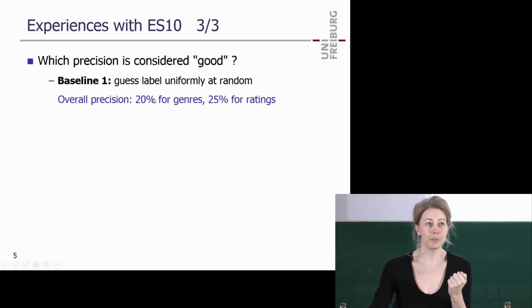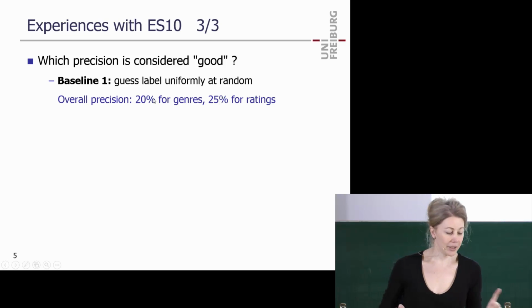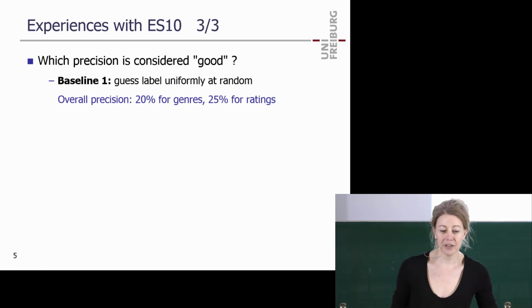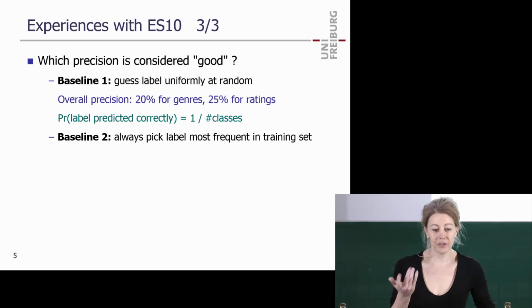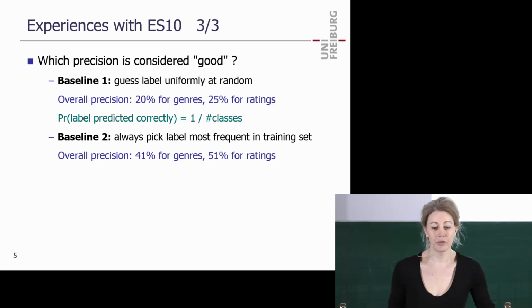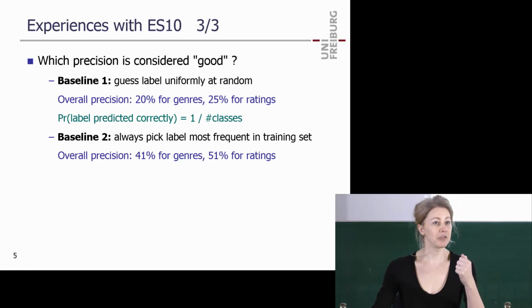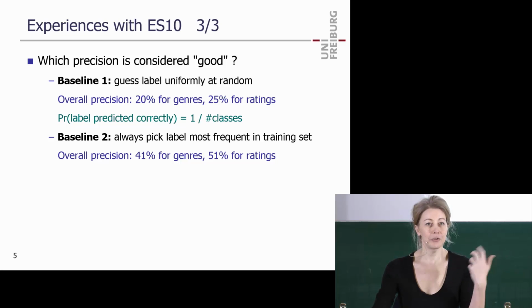So it looks like that's the baseline, but that's wrong. It's very important to understand this. That's a better baseline: pick the most frequent one in the training set, right? 41% of the movies are comedies, yeah? So you always say comedy, then you get 41%, because you get all the comedies right.